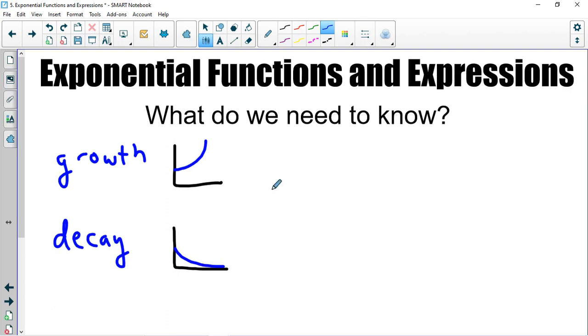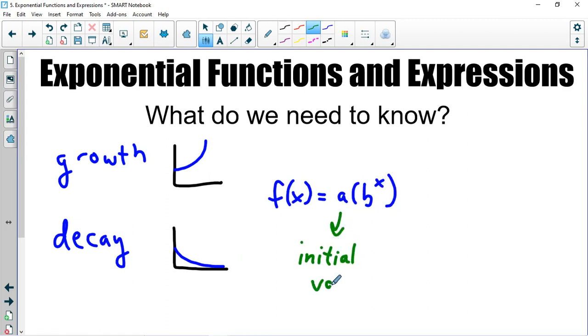When we're talking about the equation, they actually both start with the same general form. f of x equals a times b to the x. Now a is what we call our initial value, which is essentially the y-intercept. So for growth, our a value would be right here, and for decay, our a value would be right there. A is always on the y-axis. It's the y-intercept after all.